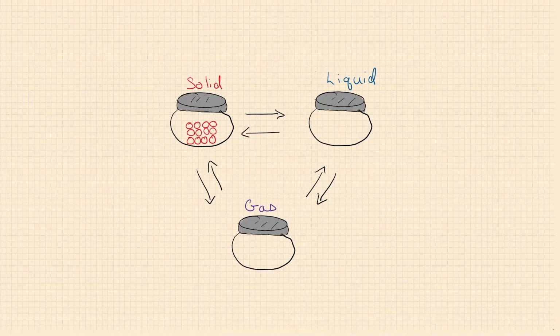Solids are dense and rigid, holding their own shape. Liquids are also dense, but take the shape of their container. Gases are low density and take the shape and volume of their container.